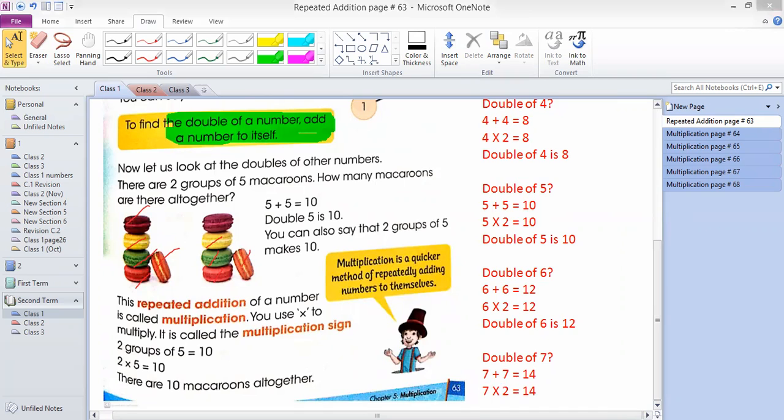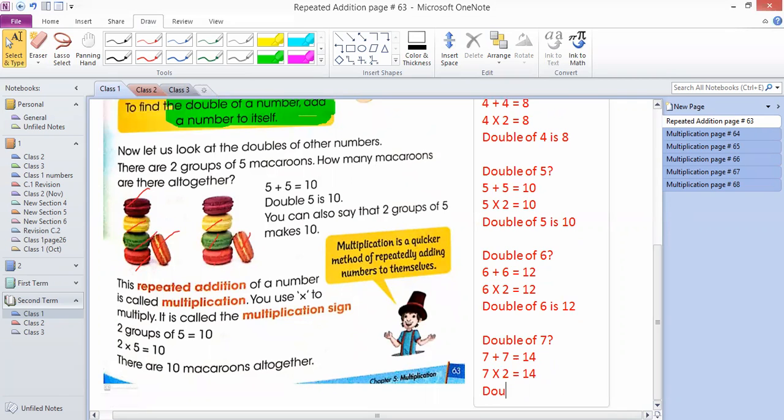That's very good. So guys, double of 7 is 14. You know, there are two ways to find out the doubles. First way is to add the number by itself. So 7 double means add 7 and 7. When you add 7 and 7, I can show you here. 1, 2, 3, 4, 5, 6, 7 and 1, 2, 3, 4, 5, 6, 7. So the total is 1, 2, 3, 4, 5, 6, 7, 8, 9, 10, 11, 12, 13 and 14. So double of 7 is 14.